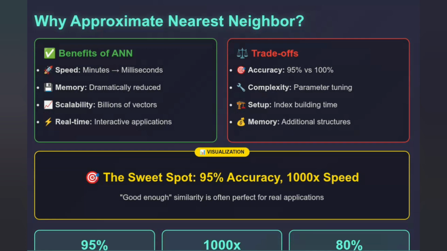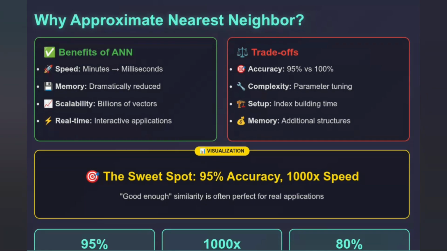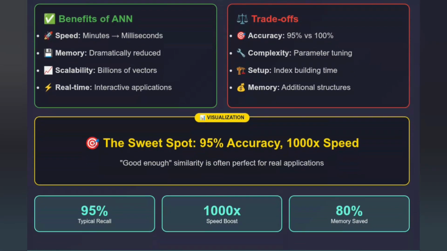The key insight is this: in most real-world applications, we don't need the absolutely perfect nearest neighbor, we just need something that's good enough. Think about it. If you're looking for similar products on an e-commerce site, does it really matter if the algorithm returns the first most similar item or the third most similar item? Probably not, as long as it's relevant.